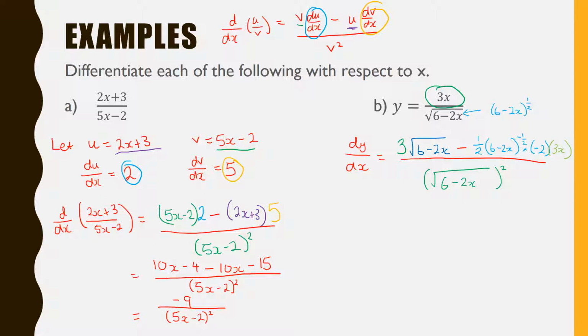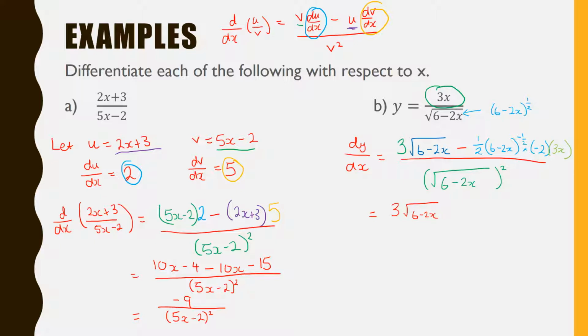Let's start sorting this out. From here, that was the calculus step, okay? That was the calculus. The next step, the rest of this is algebra. So, 3 square root of 6 minus 2x. We can't really simplify that anymore, so let's leave it like that.